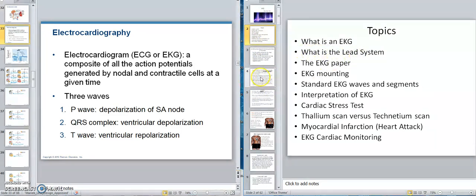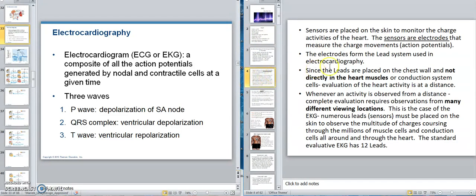You have a lead system, and basically the leads we will call electrodes. And what the leads are doing is looking at the heart. Now, the leads are not directly in the heart. We're not splitting the chest open. So the leads are looking at a distance.